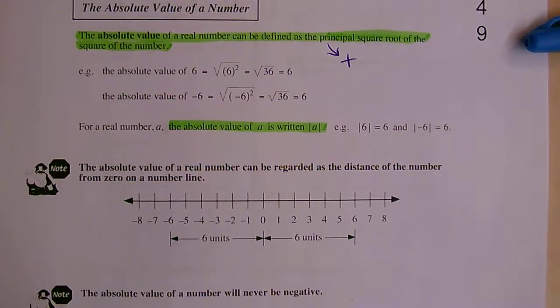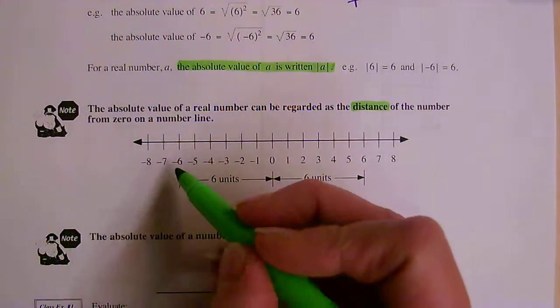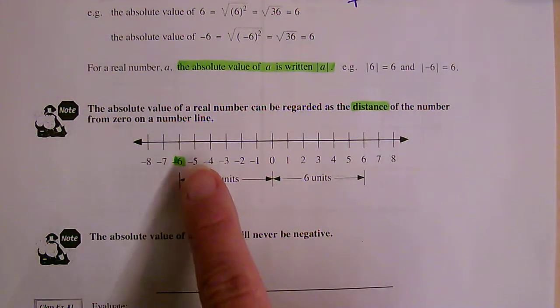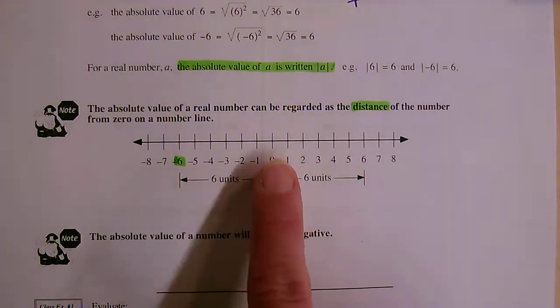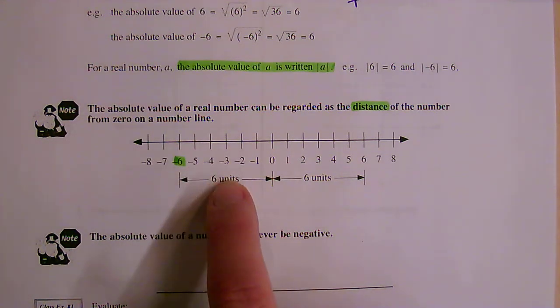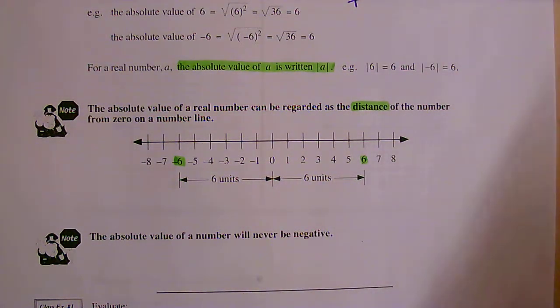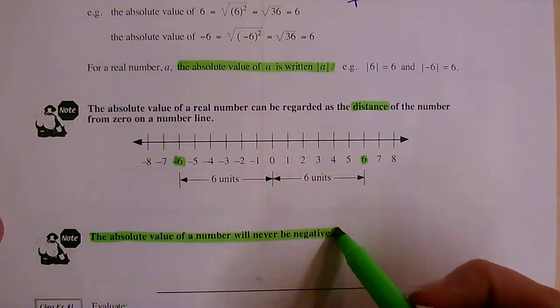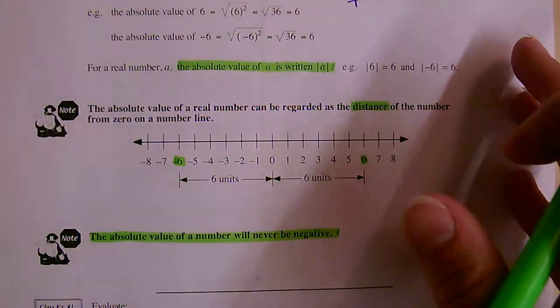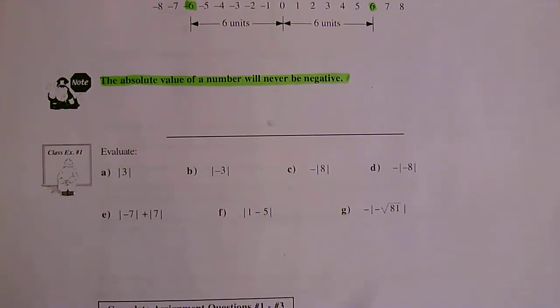No matter where you go on a number line, the absolute value is regarded as the distance of that number from 0. So negative 6, even though it's on the negative side of the number line, is still represented by 6 units. If I were to walk backwards 6, I'm still walking a distance of 6, just like if I were to walk forward 6. So the absolute value of a number will never be negative. This is going to have some repercussions when it comes to graphing.